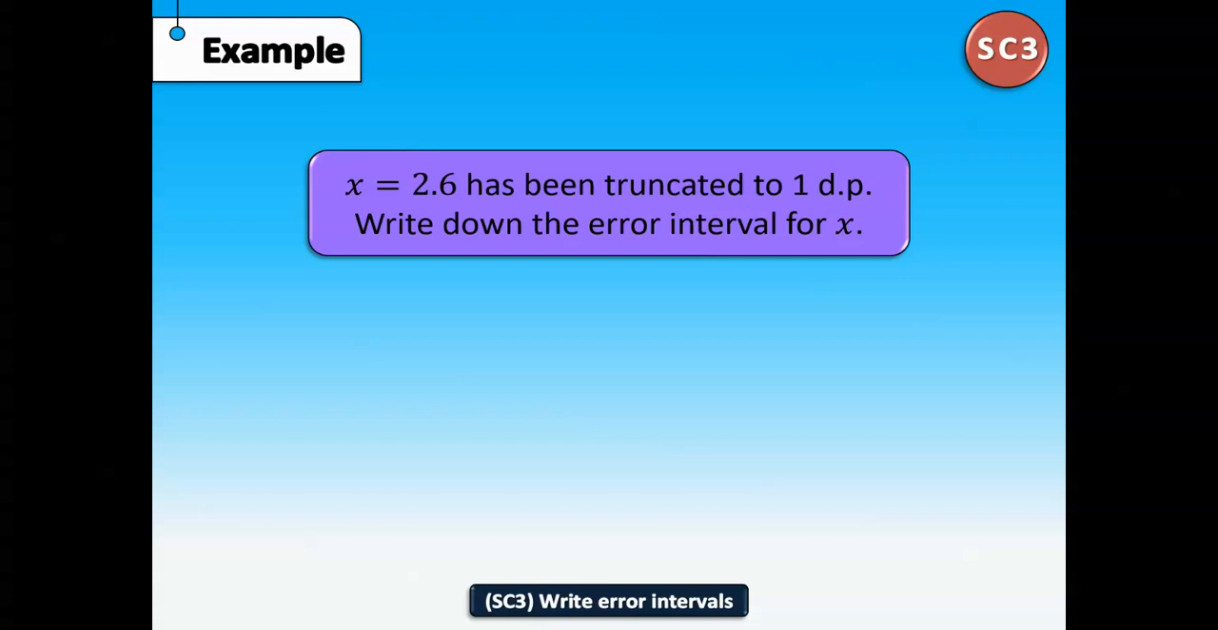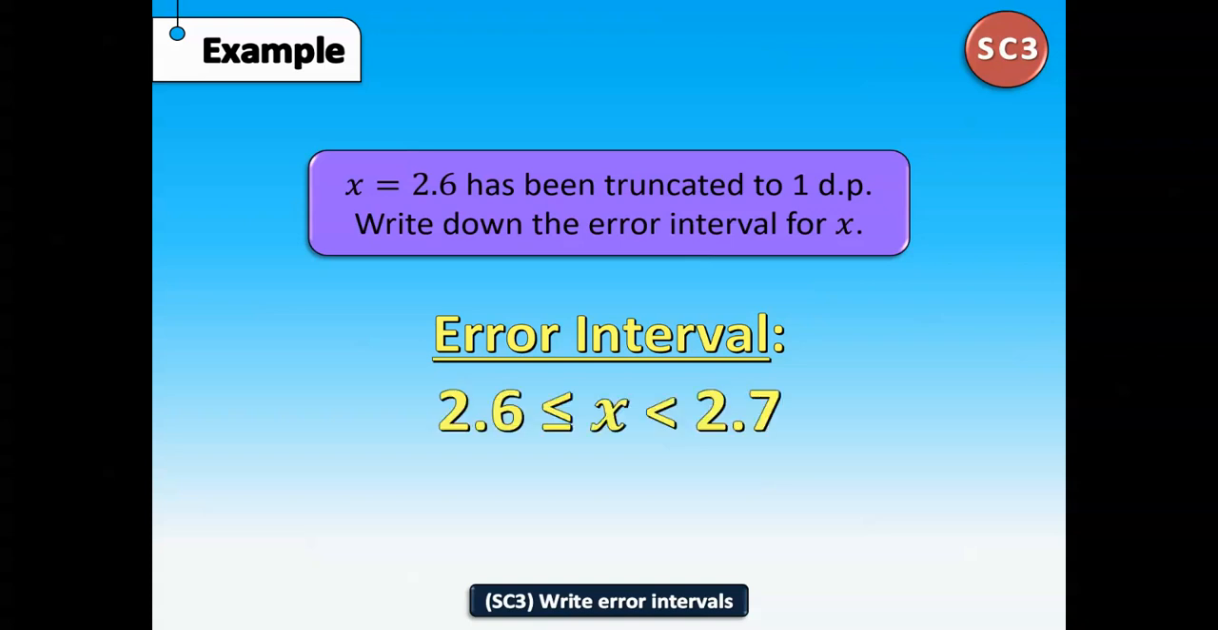X equals 2.6, and it's been truncated to one decimal place. So write down an error interval for X. So the error interval, if it's been truncated, well, the smallest it could have been would be 2.6, but it could be any number greater than 2.6, including 2.6, but less than 2.7. So the lower bound is 2.6, and the upper bound is 2.7.